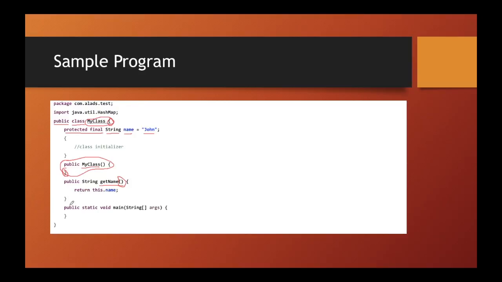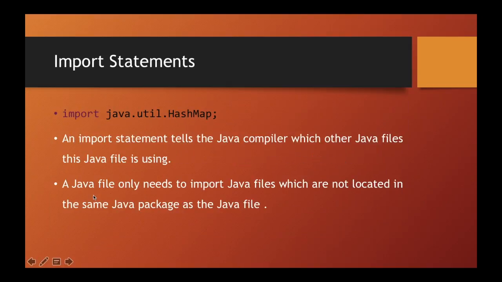The final one is public static void main. We will see this more clearly later. This is another method. A class starts here and the class ends here. This class has one field, one constructor, one method and one main. This is called the main method. We will see that clearly a little later. This is the sample program.